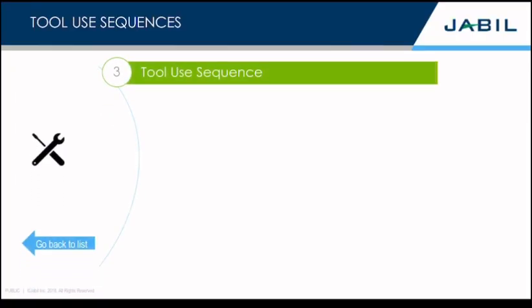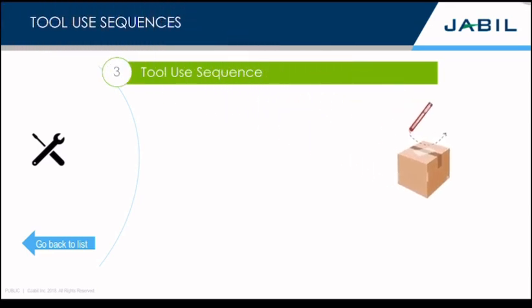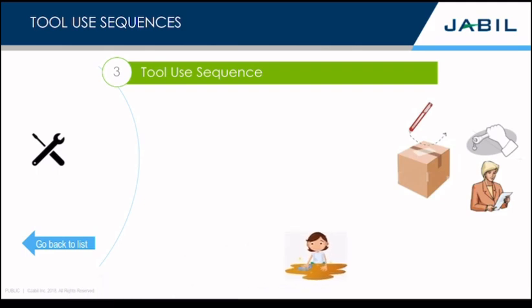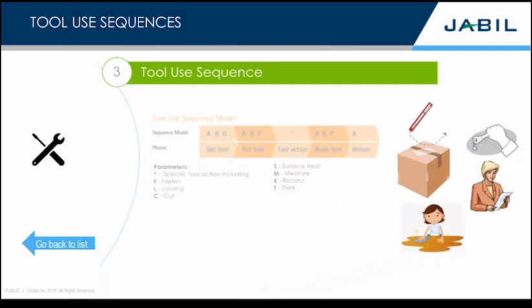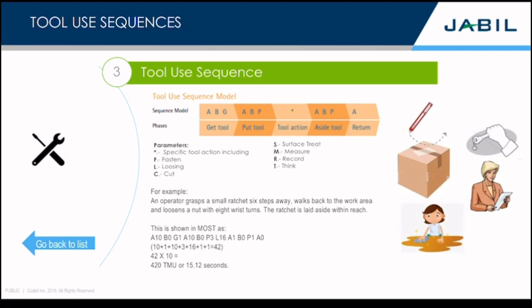The tool use sequence model covers the use of hand tools for such activities as fastening or loosening, cutting, cleaning, measuring and writing, as well as certain additional activities requiring mental processes, such as reading and inspecting. Examples include cutting open a box with a knife, fastening a nut with a wrench, reading 3 words from a purchase order, and wiping a surface with a cloth. The tool use sequence model uses all of the parameters from the general move sequence model, as well as one of 7 new parameters used to identify the tool action.